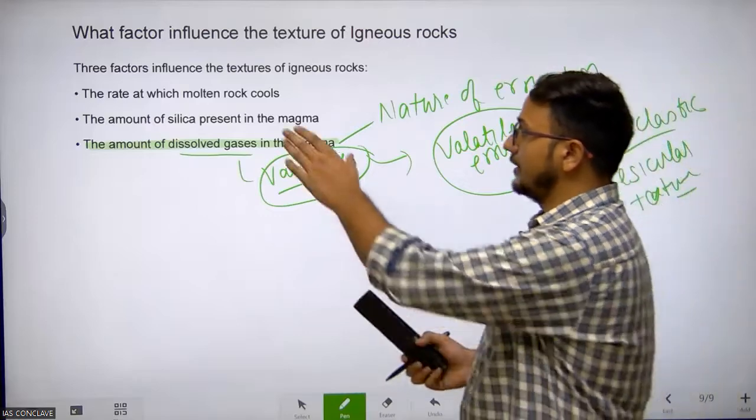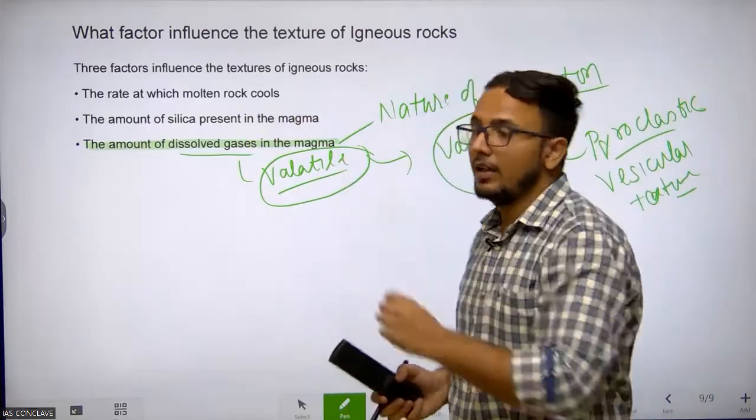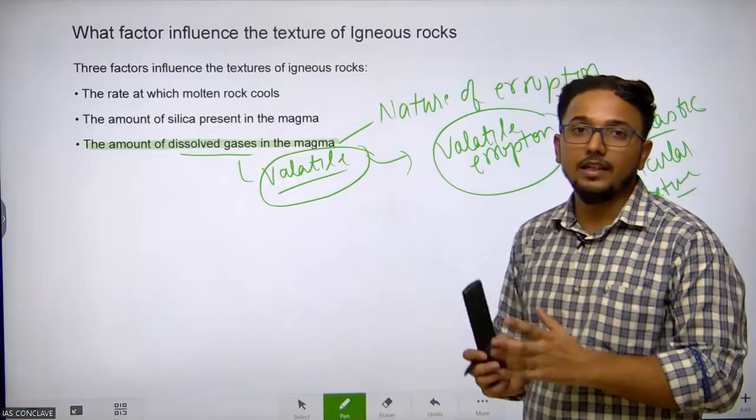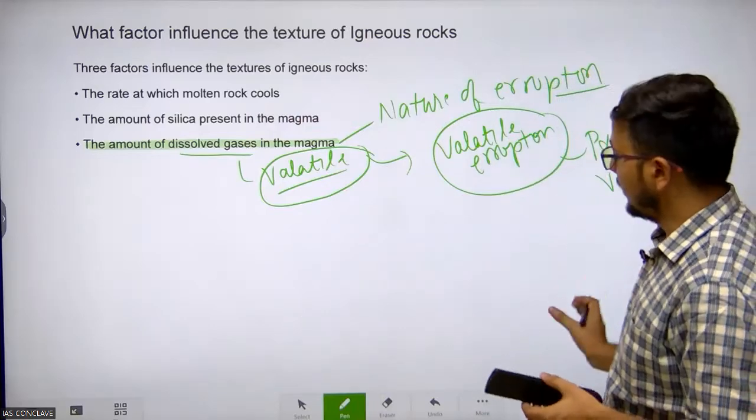So this is how these factors, the cooling rate, the amount of silica present, and the dissolved gases, determine the textures of the igneous rocks.